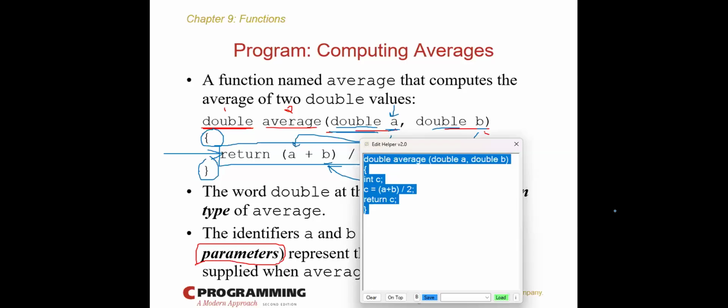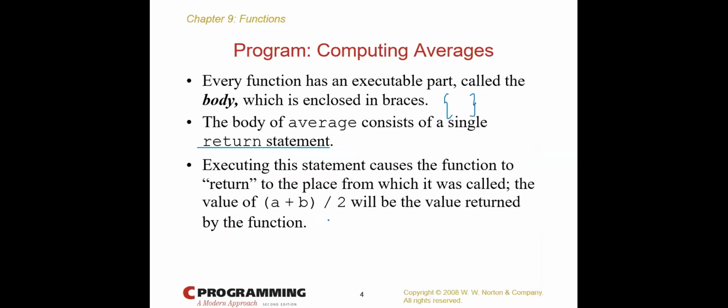This makes sense. So this way, we have expanded the body of our function to have 3 lines. This is a declaration of a new variable. This is an assignment statement that does the addition of A and B and divides the result by 2. Then it assigns the result of the entire arithmetic expression to C, and then it returns C to wheresoever we call average. Executing this statement causes the function to return to the place from which it was called. This is a very important concept.